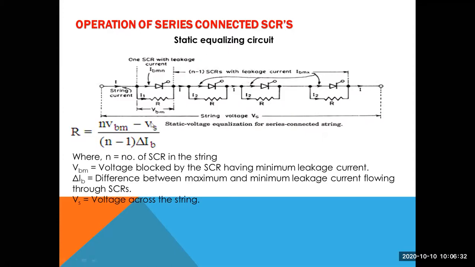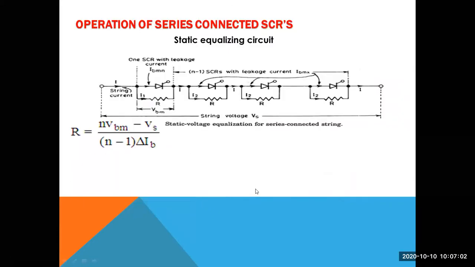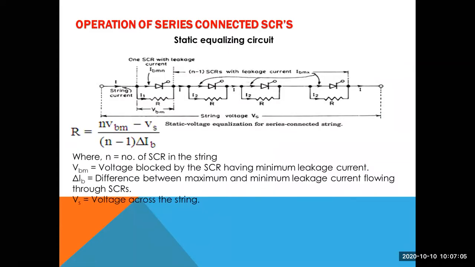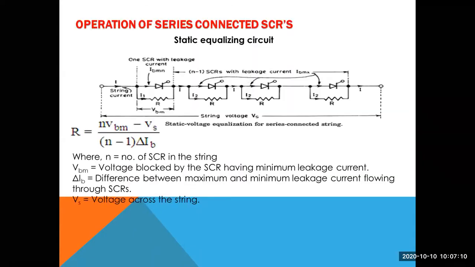So remember, VBM is the voltage blocked by the SCR having minimum leakage current, and delta IB is the difference between the maximum and minimum leakage currents flowing through the SCRs, that is, IBMX minus IBMN. IBMX is the maximum leakage current and IBMN is the minimum leakage current. VS is the voltage across the string. So this is the selection of the optimum resistance value using this formula.